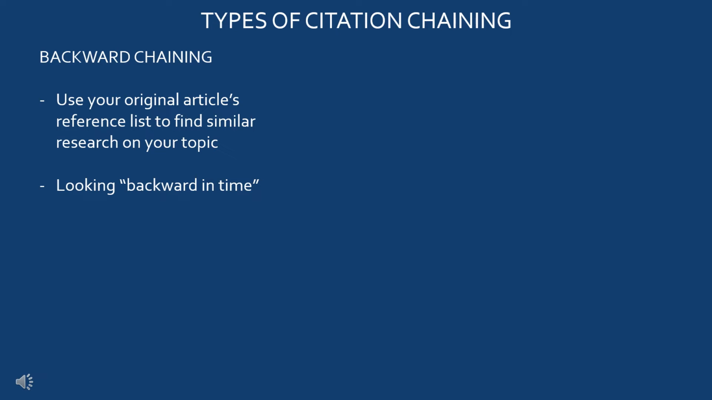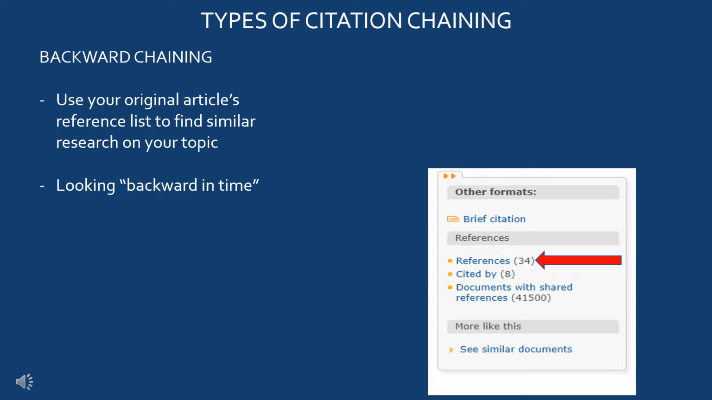In backward chaining, you would consult your jackpot article, we'll call it your original article for clarity's sake, reference list, in the hopes of finding other relevant resources. In a way, you're looking backwards in time, because everything on that reference list would predate your original article. Looking at the example screenshot here taken from ProQuest Dialog, we can see that this article has 34 references. Depending on their relevance, that's up to 34 more resources for you to use for your paper.